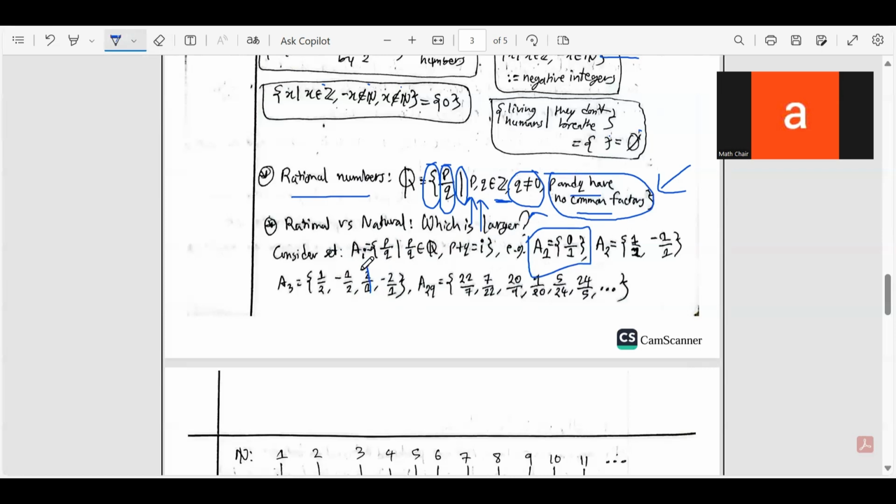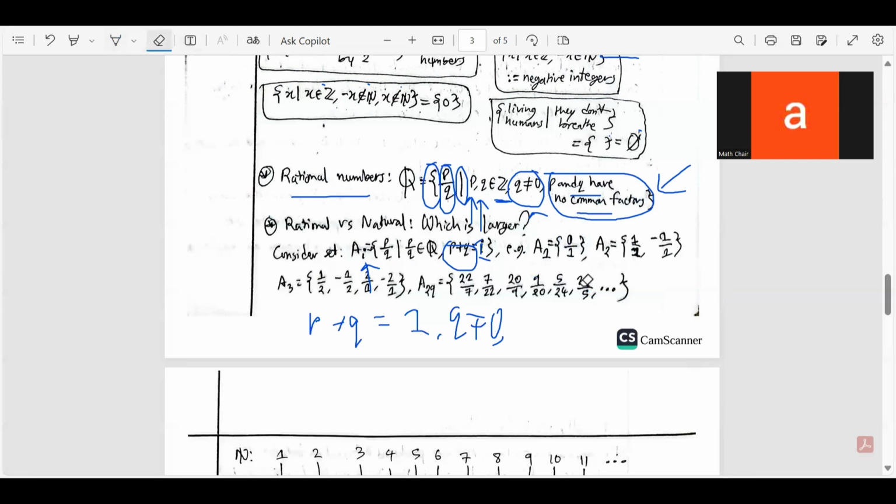If I just have 1 to pick, that means the sum of p and q has to be 1. And we know that q can't be 0, right? So the only choice is that I pick q to be 1 and p to be 0. So this number is basically 0. I can't divide anything by 0, but I can divide 0 by anything else, and the result is 0, because there's nothing to divide. So this number is 0.